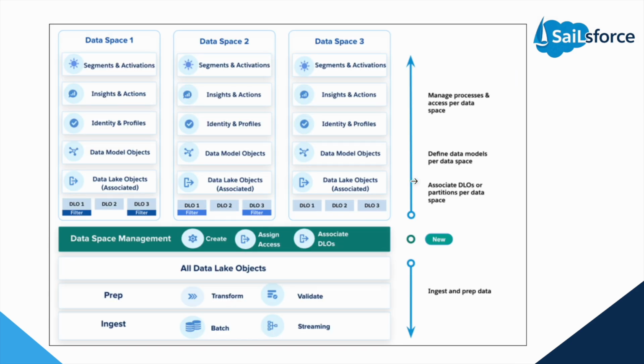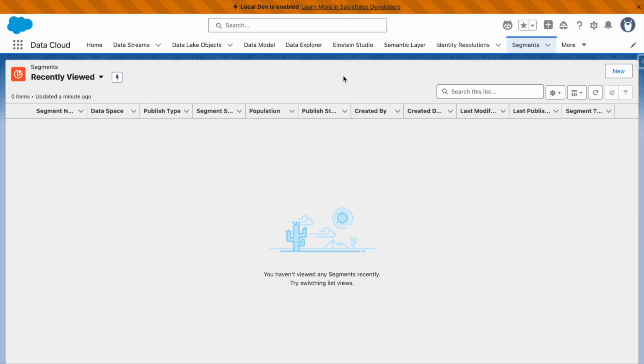Here you can see data ingestion and the data lake objects. Once we get into the data lake objects, we can assign those data lake objects to a specific data space here. In the data space management, we can create a new data space and assign specific data lake objects. Here I'm using the Data Cloud enabled developer edition org, and I will drop the link in the description so you can create your own org.